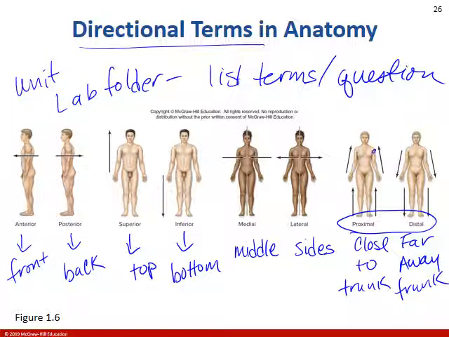So your shoulder is proximal compared to your wrist. Your shoulder is closer to the trunk when compared to your wrist. What about your toes? Compared to your hip, your toes are distal. They're farther away from the trunk.